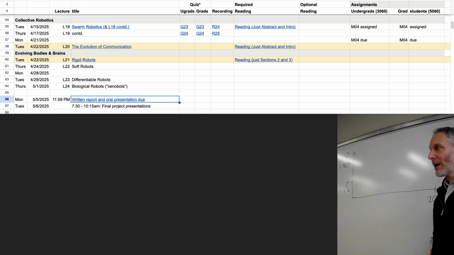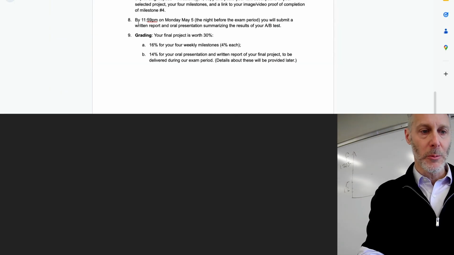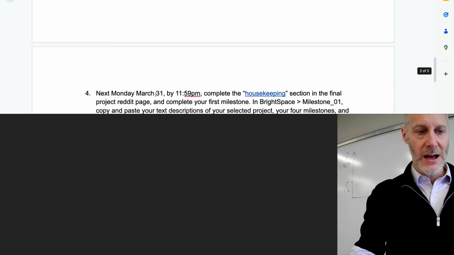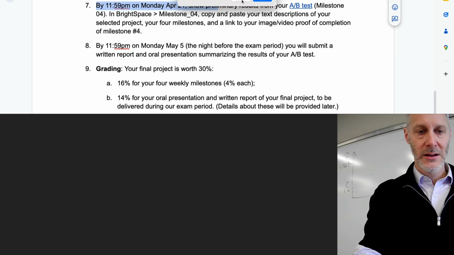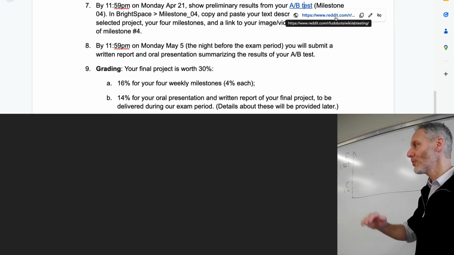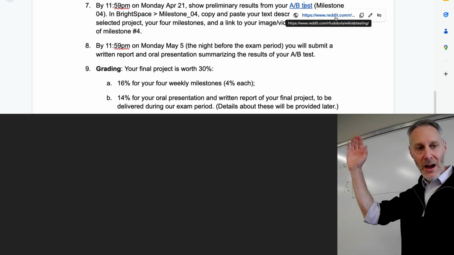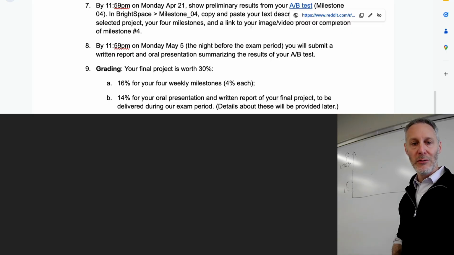Okay, let's talk about A/B testing now. If you go back to the final project instructions, and you scroll down to the end here where it mentions yesterday by last night, show preliminary results from your A/B test. If you click on A/B test here, it'll take you through to a subreddit that walks you through exactly how to do A/B testing. I'm not going to read off the subreddit to you. We'll just do a little bit of it at the board for now.